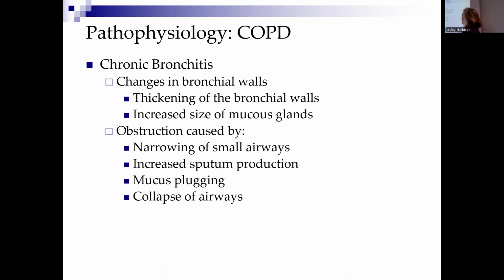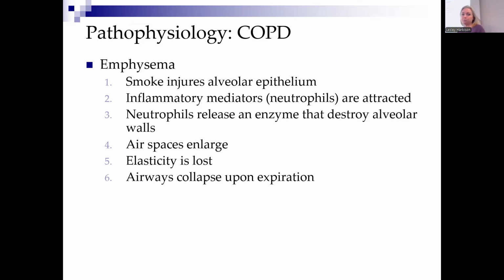So with chronic bronchitis, emphysema and bronchitis together, we get COPD. There are changes in the bronchial wall: thickening of the bronchial walls, increased size of mucus glands, a lot of productive cough sometimes, obstruction caused by narrowing of the airways, increased sputum, mucus plugging up all those little airways, and then collapse. So we just aren't getting that exchange, that breathing in and out.